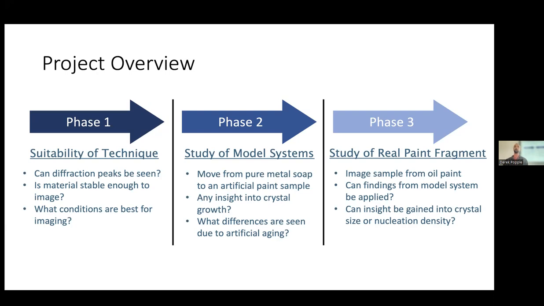And then the final phase of this project is moving to the study of real paint fragments. So real oil paints may have different pigments present. They could have different oils. Artists like to do all sorts of weird stuff, like mix dirt into their paints. So these would be incredibly heterogeneous samples to study. But we want to see that as we transition to the real thing, do we still see these same insights that we gained in the model system, and can the same findings be applied?